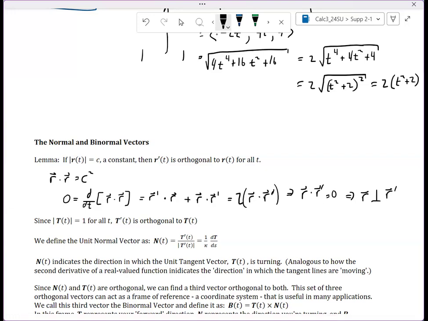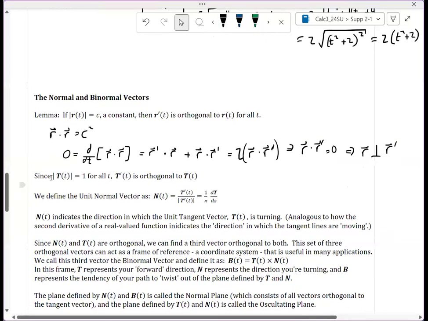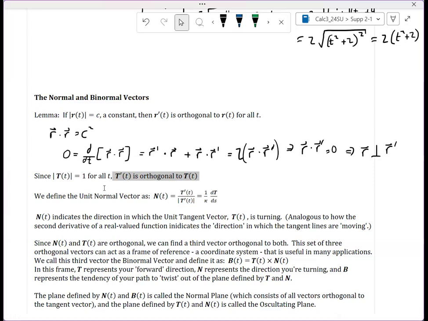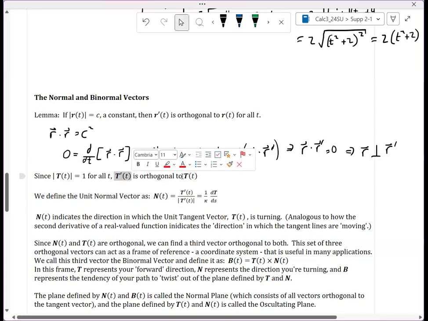Okay, so if we have a vector whose length is constant, then its derivative is orthogonal to itself. Well, we remember that the unit tangent vector was constructed to be a unit vector, to have length 1 always. So a consequence of the previous lemma is that T prime is orthogonal to T. So T prime is a vector that is normal to T, the unit tangent vector. So we'll use it to define what we'll call the unit normal vector.